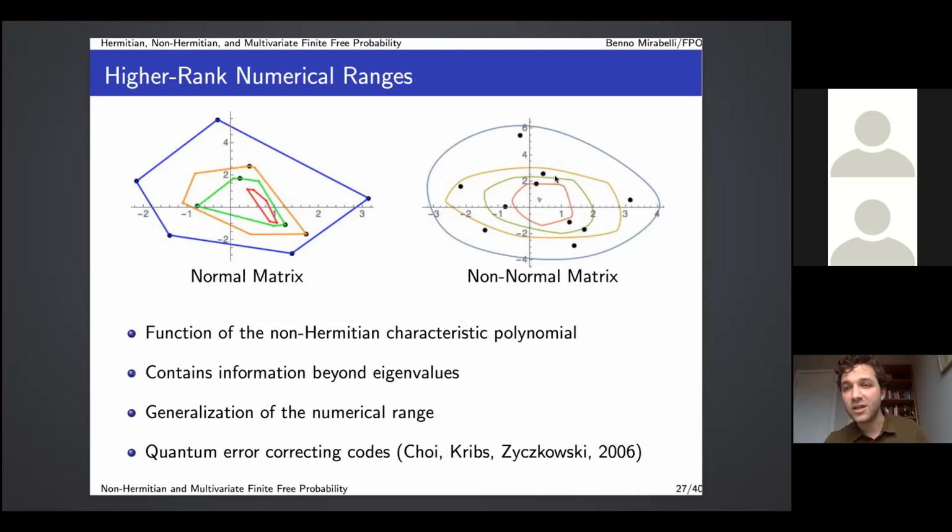If you're familiar with the numerical range, this is just the generalization of that concept, because the outermost higher rank numerical range is equivalent to the numerical range. These really became popular starting around 2006 because they have a lot of other nice properties, like interlacing properties and stuff that I won't get a chance to get into, that helped them become useful for quantum error correcting codes. But yeah, so we have these nice pictures, and this is one way to see information beyond eigenvalues from these non-Hermitian characteristic polynomials.